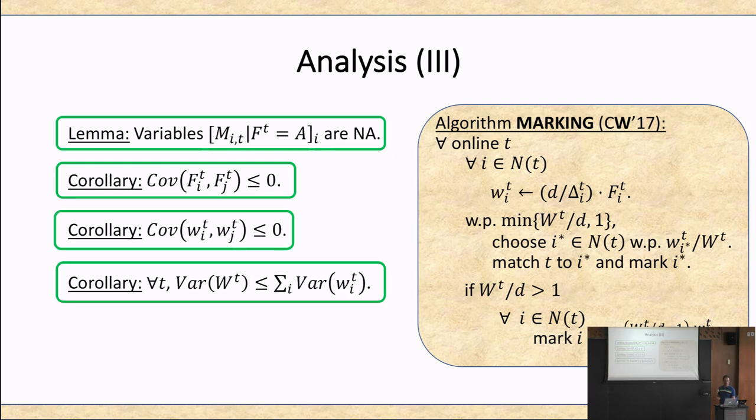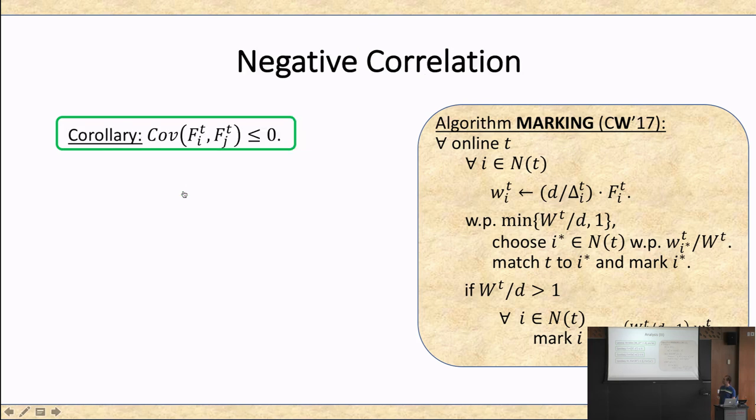Okay. So I think I'll skip one or two of these proofs, but I actually do want to show you why the F_TIs are negatively correlated. I claim that the F_TIs are pairwise negatively correlated. The proof is by induction on T, and the base is trivial. At first, everyone's unmarked, so these are constant variables at one.